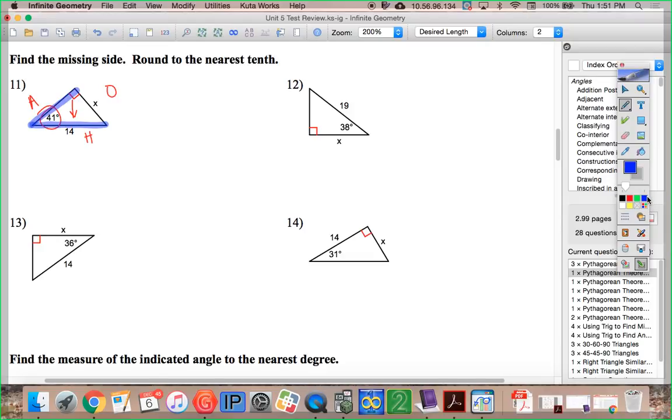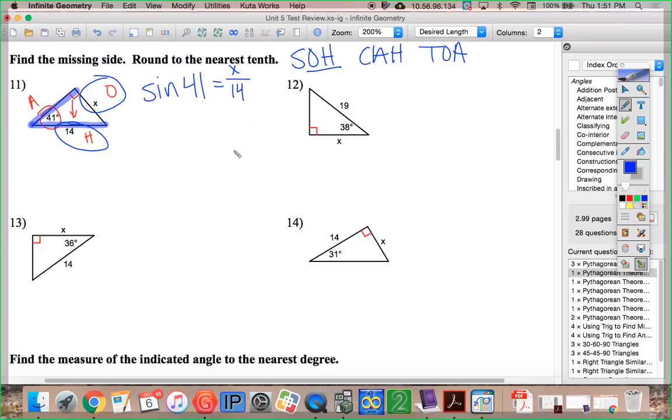Then we have to see what are we even using. We have to use what we're given, that's the 14, and what we're looking for, that's the x. So you would look at your formula chart and ask which one is O and H. I'm going to write up here SOHCAHTOA, just so we have it. But these are on your formula chart. So O and H is sine. So you put sine of the angle, and that should equal O over H.